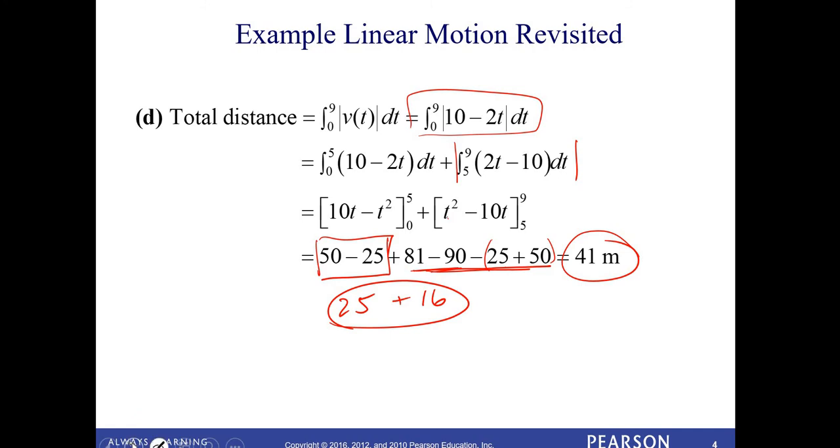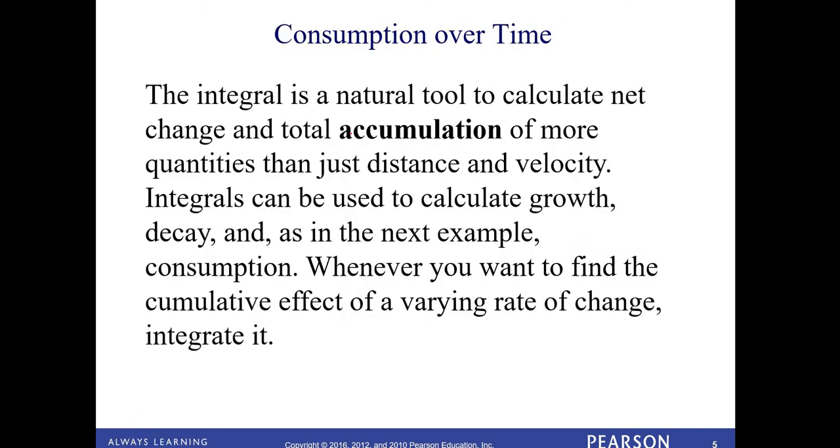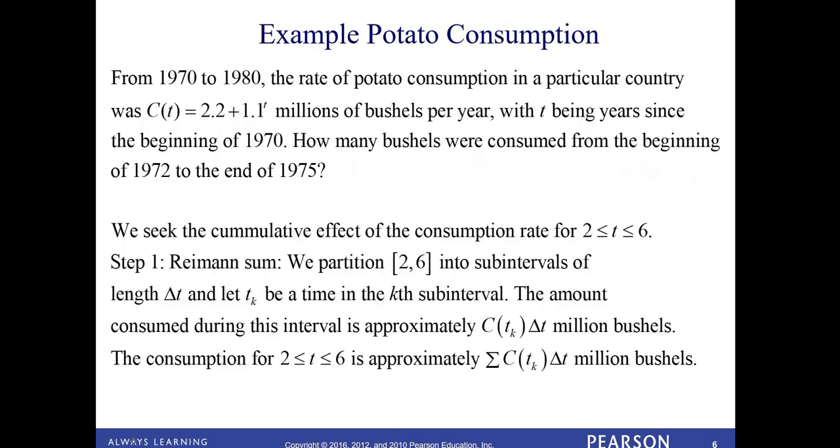The last little example we're going to look at is consumption. An integral is a natural tool to calculate net change and total accumulation. Often for our integral, we're taking accumulation using something like Riemann or trapezoids by accumulating all our areas. So we can do this with more than just distance and velocity. They can be used to calculate growth, decay, and consumption. Whenever you want to find the cumulative effect of a varying rate of change, we are going to integrate.